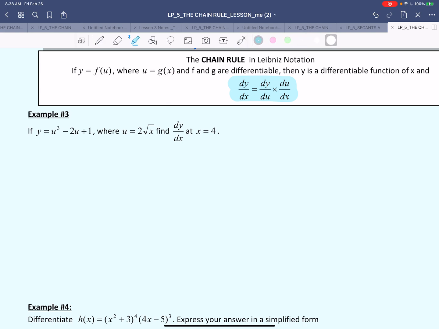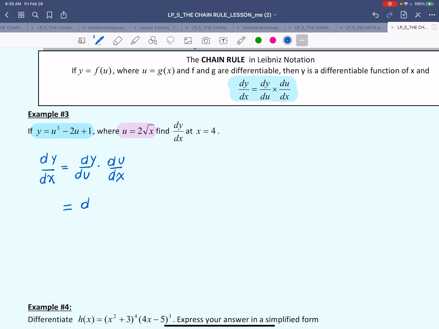As an example here, I brought in the function y equals u to the power 3 minus 2u plus 1, where the variable u is represented by the function 2 root of x. So first, simply write the Leibniz notation. You write dy/dx equals dy/du times du/dx. We haven't done anything fancy here, simply wrote down the chain rule in Leibniz notation. Now we start substituting.